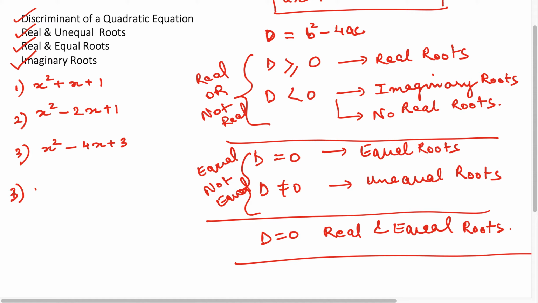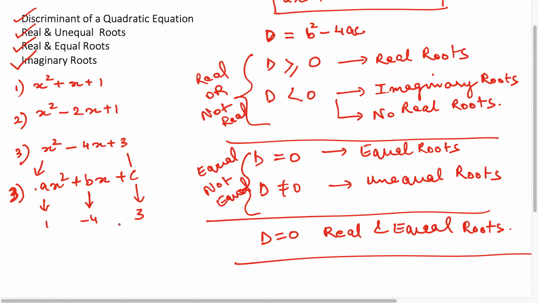Okay, let's take the third example first, because it is here. x square minus 4x plus 3. In this question I compare the coefficients with ax square plus bx plus c. What I find is a is equal to 1, because what is accompanying x square is 1. I only look at the coefficient of x square as a. So a is 1. The value of b is minus 4 and the value of c is 3.